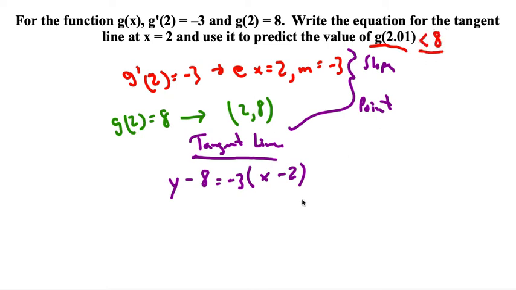And let's see if we're correct in our assumption. The reason is because the slope is negative. So to figure out g of 2.01, we're trying to figure out the y value. 8 doesn't change. Negative 3 doesn't change. X changes to 2.01 minus 2.